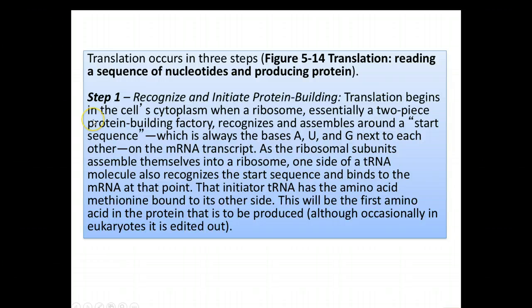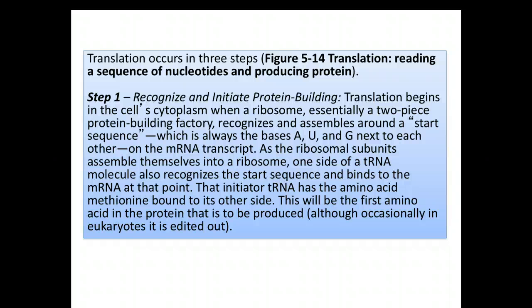So translation occurs in 3 steps. First, recognize and initiate protein binding. Translation begins in the cytoplasm, where the ribosome, essentially a 2-piece protein-building factory, recognizes and assembles around a start sequence, which is always AUG. That's the start, on the messenger RNA transcript.